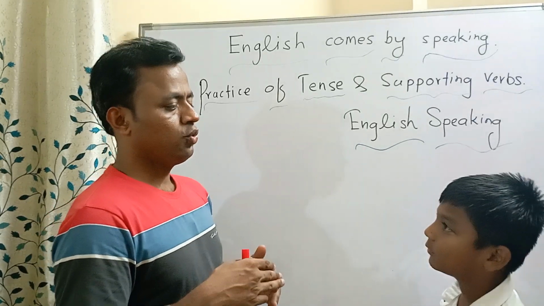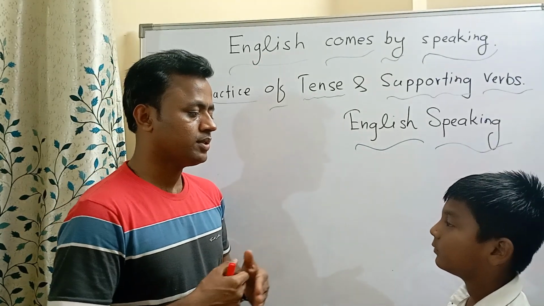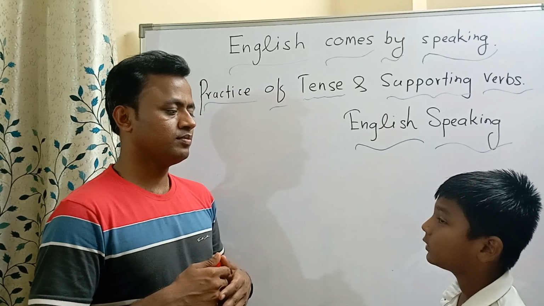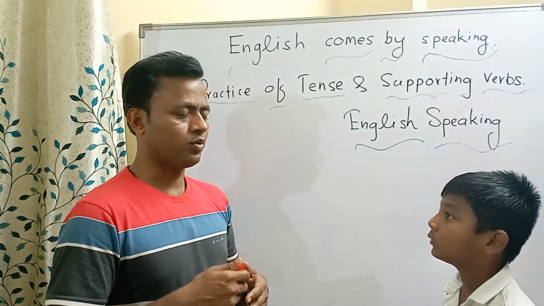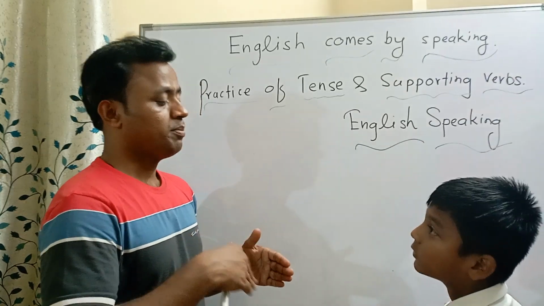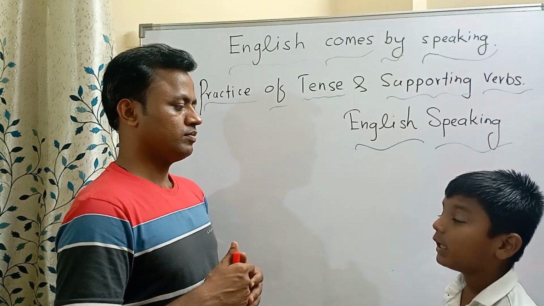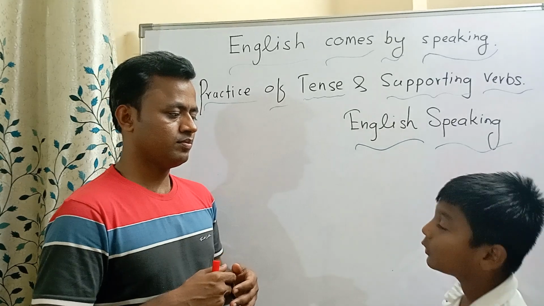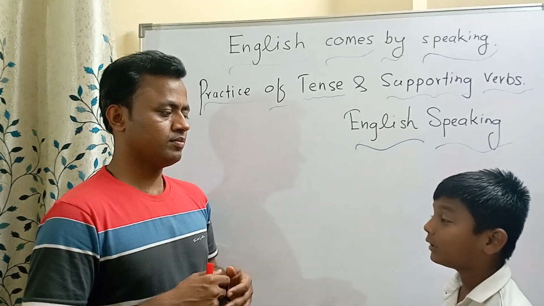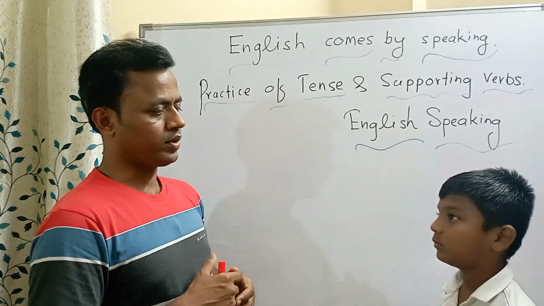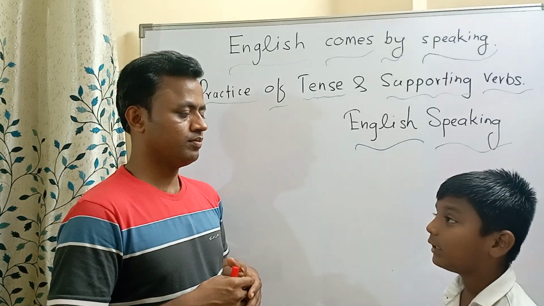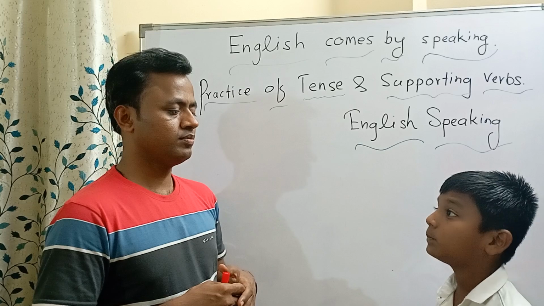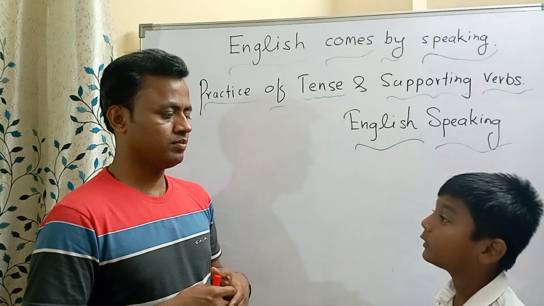Okay. So then past continuous tense. It is S plus was/were plus MV plus ING plus O. Okay. Then past perfect tense. It is S plus had plus V3 plus O. Okay. Then past perfect continuous tense. It is S plus had plus been plus MV plus ING plus O.